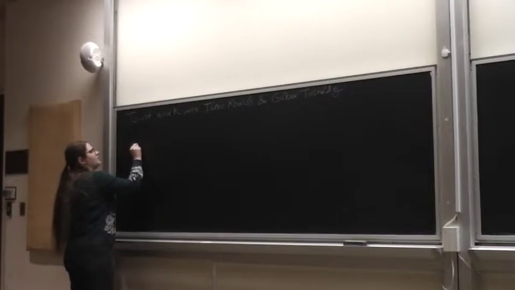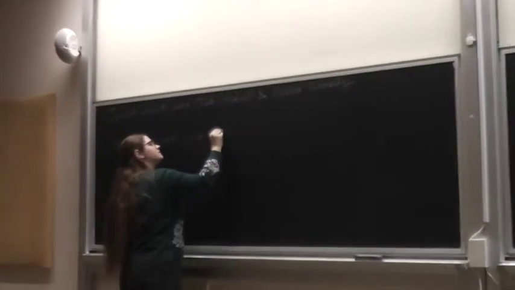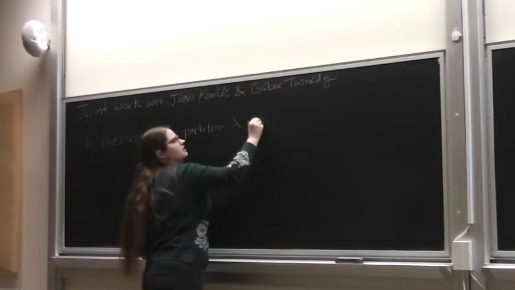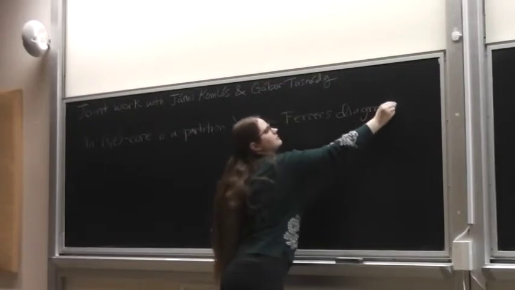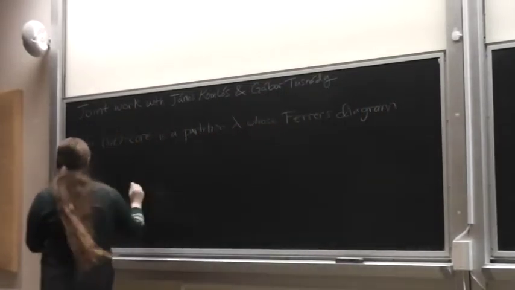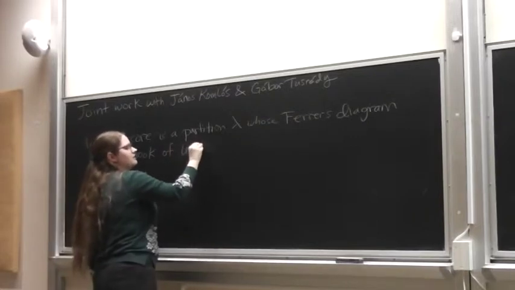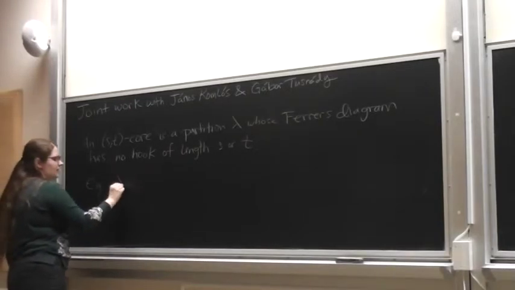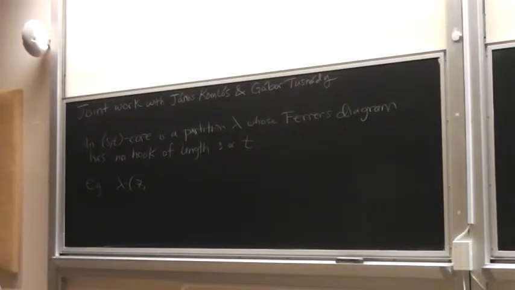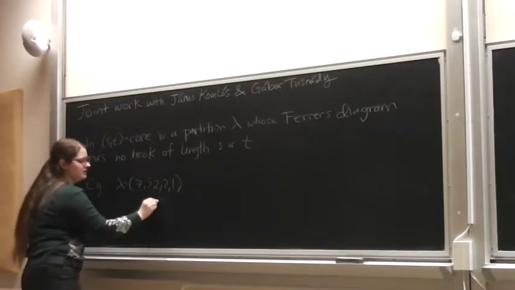So, definitions first. An ST core is an integer partition whose Ferrers diagram has no hook of length S or T. So, for example, 7 3 2 2 1 is an integer partition of 15.